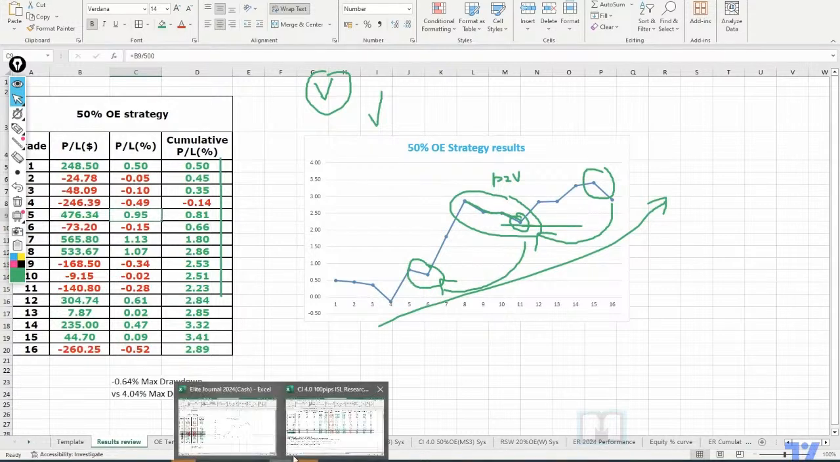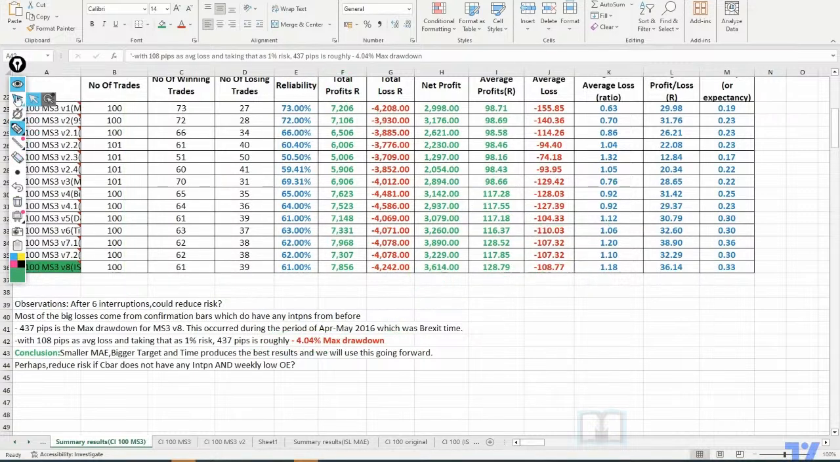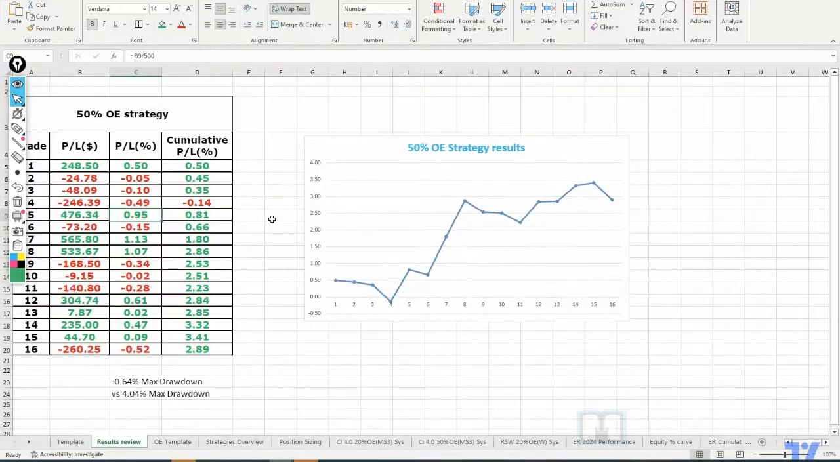So when we go back to our research, we've tested all different permutations over here. We find that the maximum drawdown actually came out to be 4.04%. Okay, so that's how we know, as a professional, that the strategy is still okay, has not hit maximum drawdown, and we can still carry on.